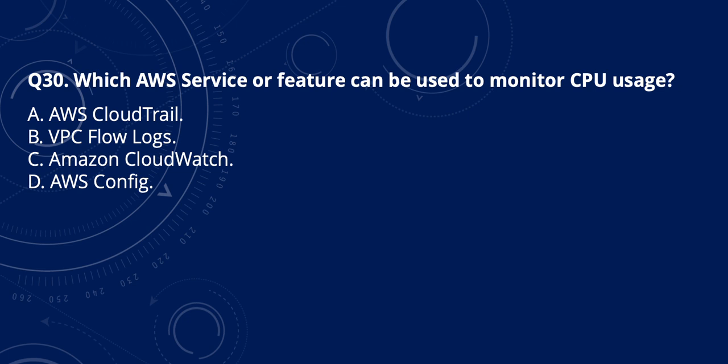Next, which AWS service or feature can be used to monitor CPU usage? So we have option A, AWS CloudTrail. Option B, VPC flow logs. Option C, Amazon CloudWatch. And option D, AWS Config. So the correct answer here is option C, Amazon CloudWatch.